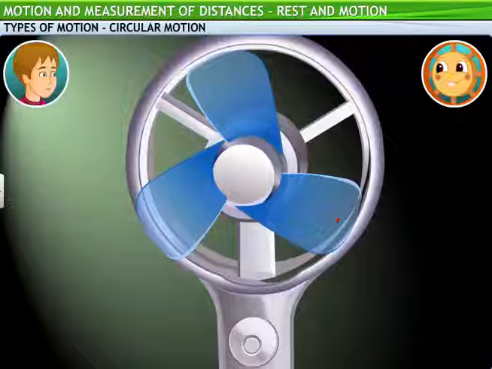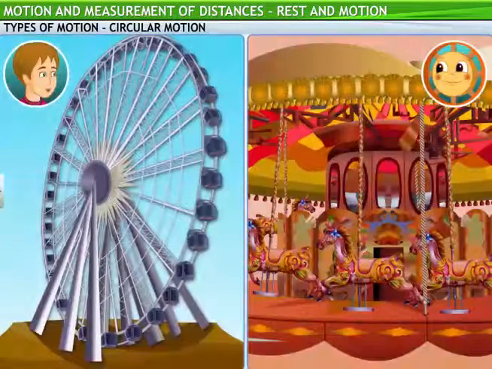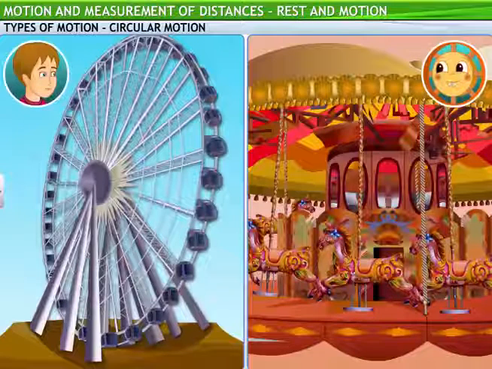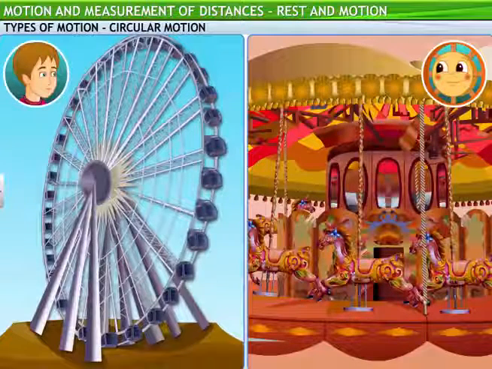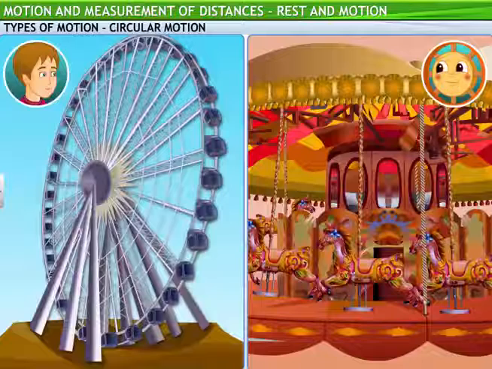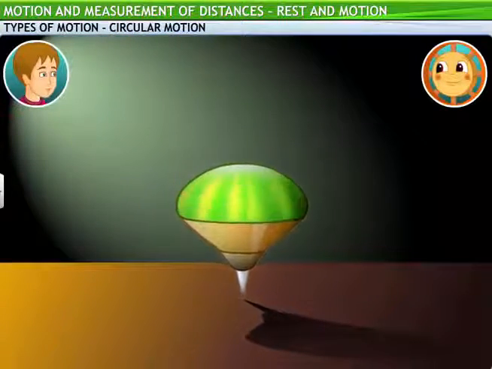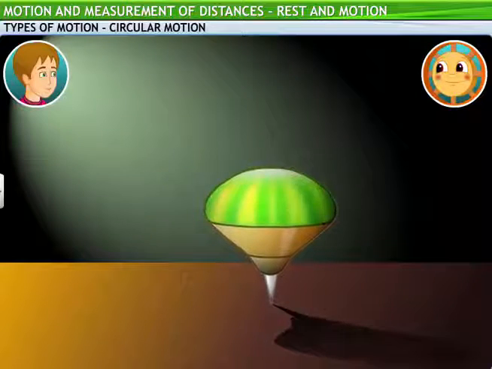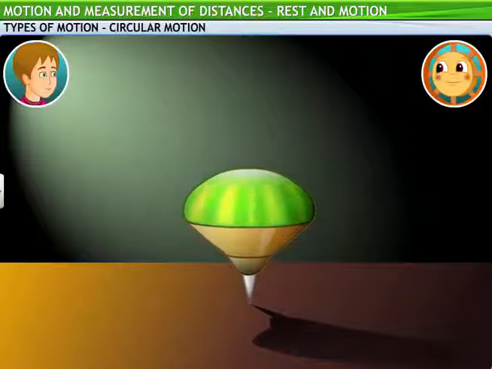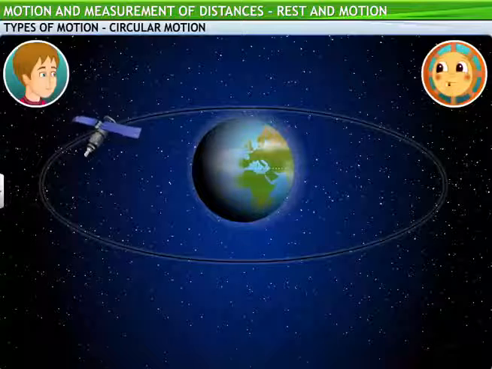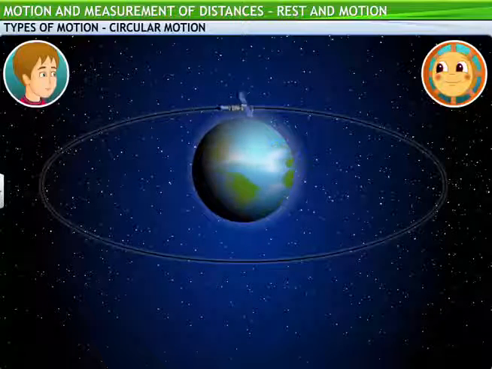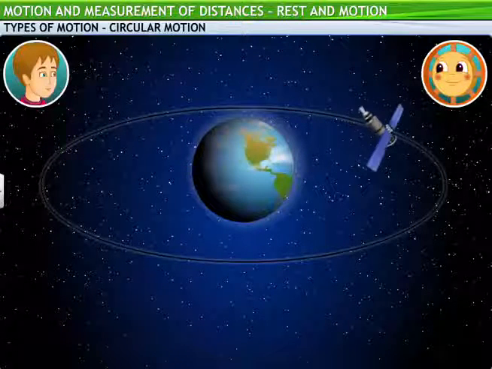Now can you give me some more examples of objects in circular motion? Let me think. The giant Ferris wheel. Right. And how about something outside the amusement park? The top that I play with? Very good. What else? Well, satellites orbiting the Earth. Brilliant! That was a very good example indeed.